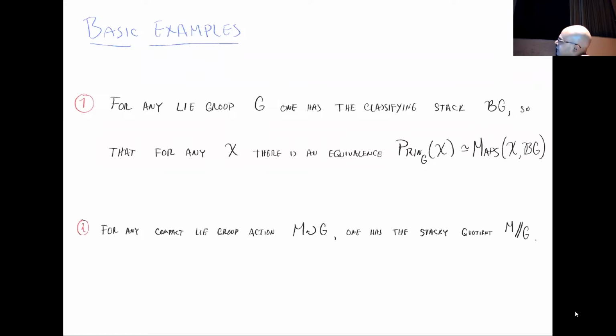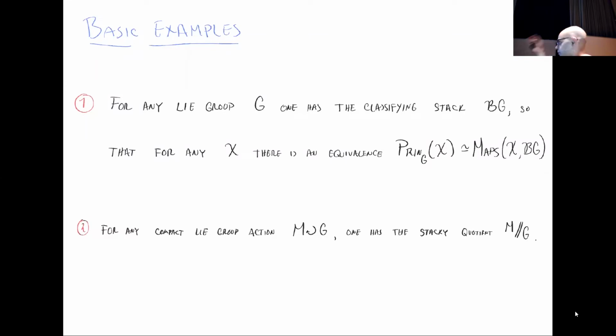So let me consider two very elementary examples of stacks. Whenever we give ourselves a Lie group G, we can construct out of this Lie group a stack which is called the classifying stack of the group. And this stack has the following property, which in fact is the defining property of this stack, which says that for any other stack X, the groupoid of maps from X to BG is just the groupoid of principal G bundles over X.